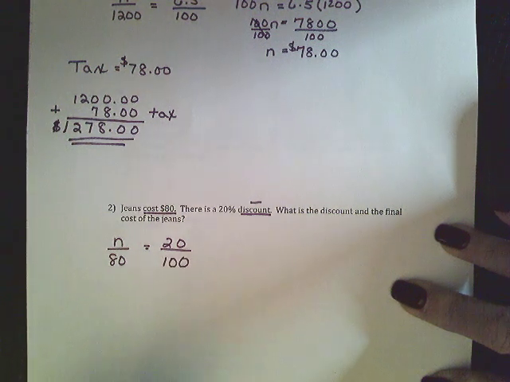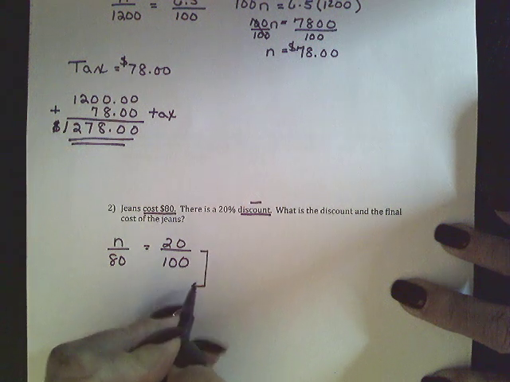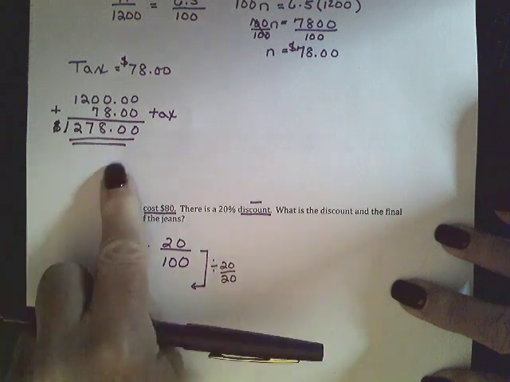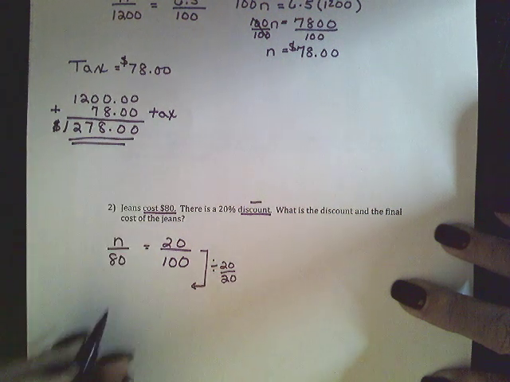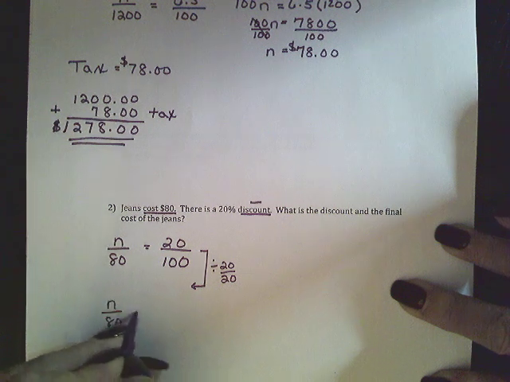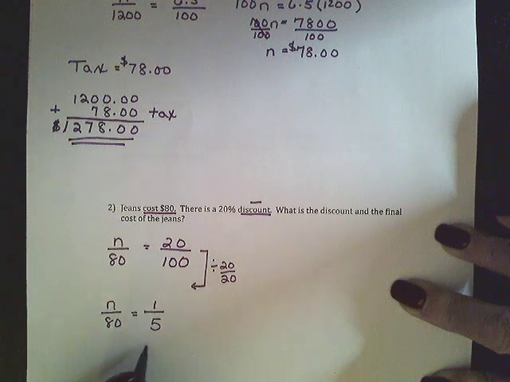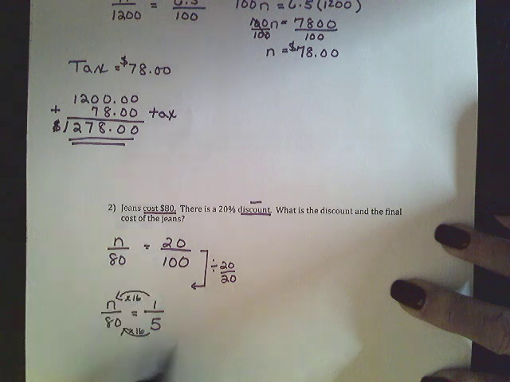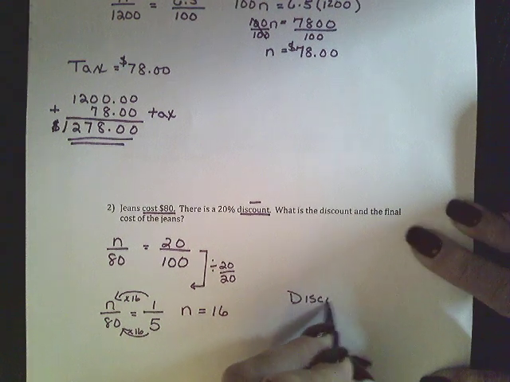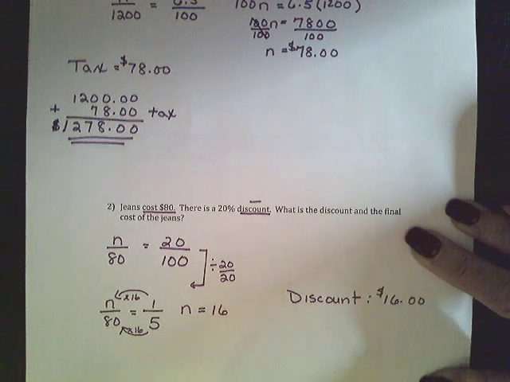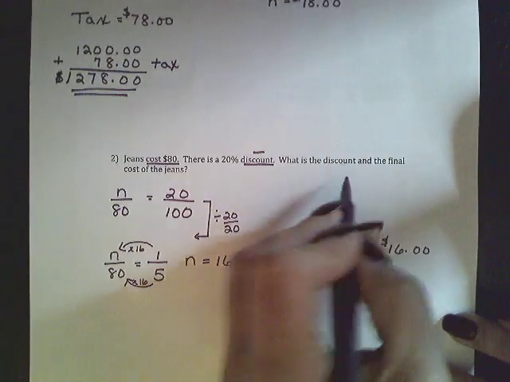Now I know that I can simplify this by dividing both by 20 over 20. So I used one of our strategies here, and I'm going to use a second strategy. So I have N over 80 equals 1 over 5. I then know that I can multiply by 16 and multiply by 16. So N is equal to 16. The discount is $16. Please, the dollar sign goes in front. So that tells us what our discount is.